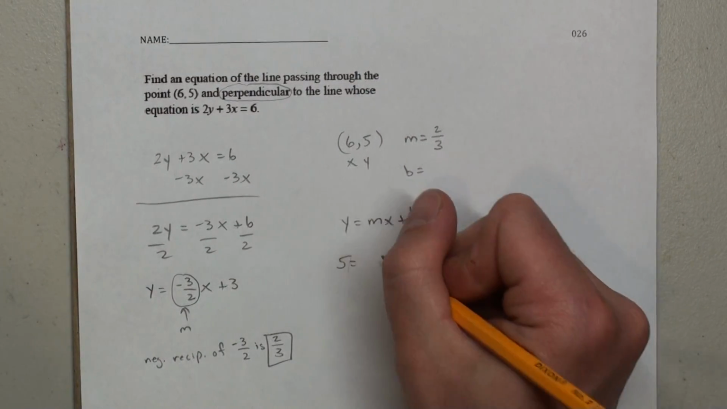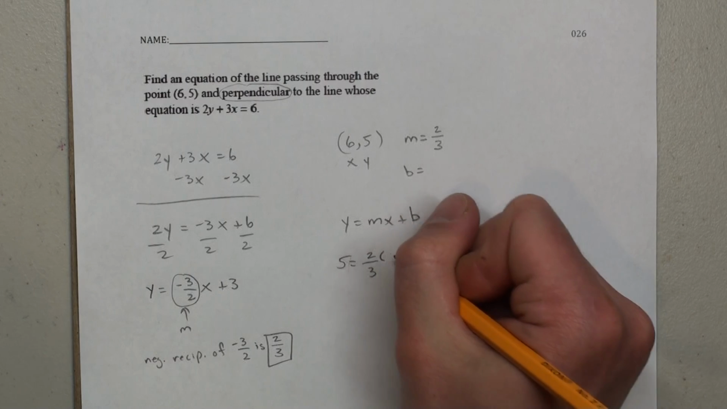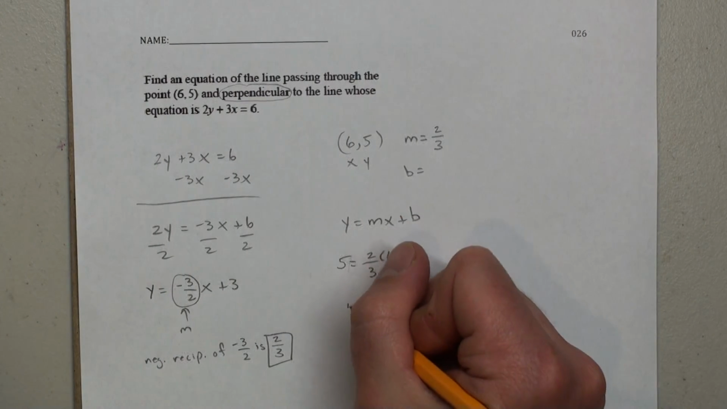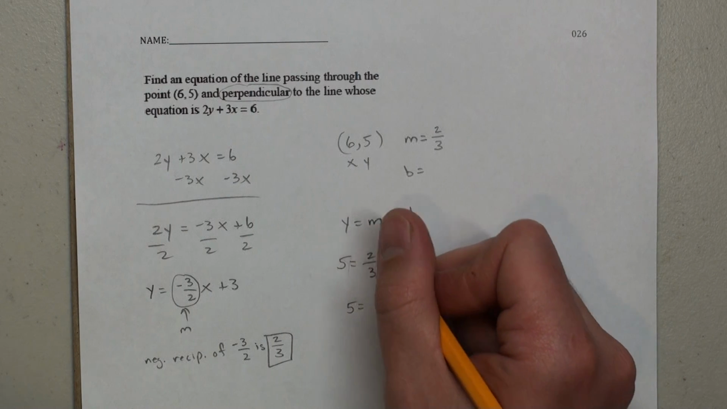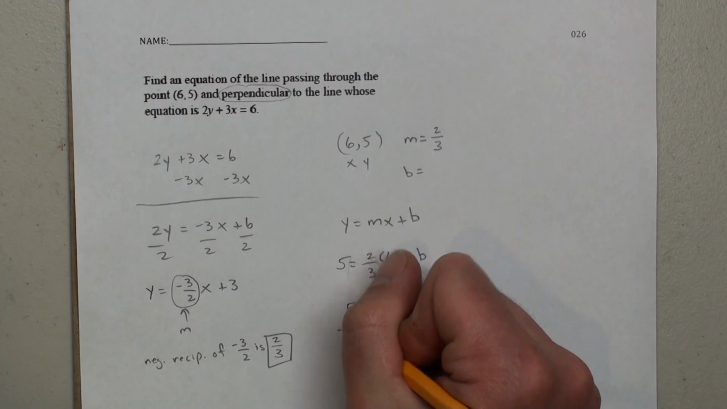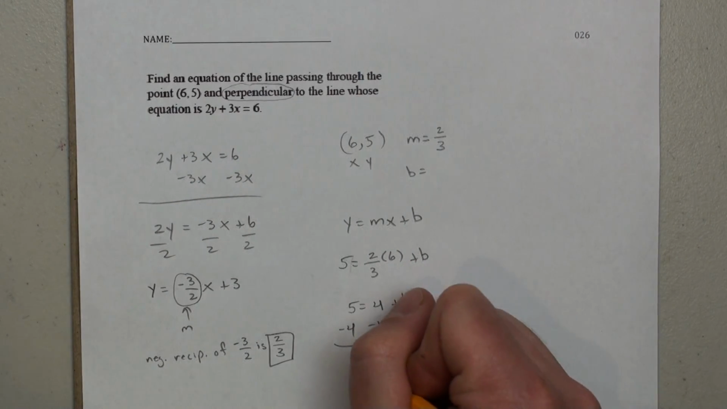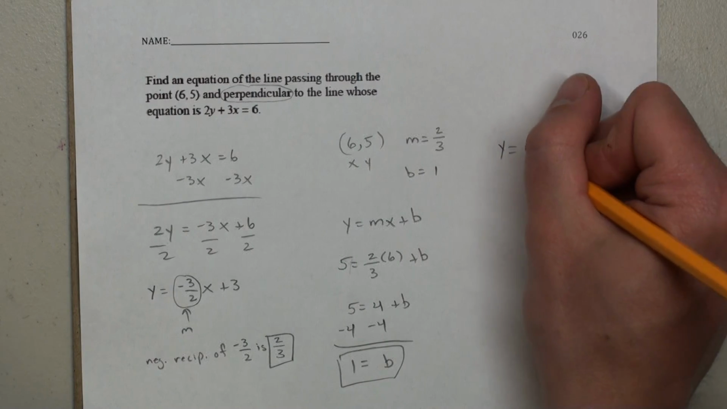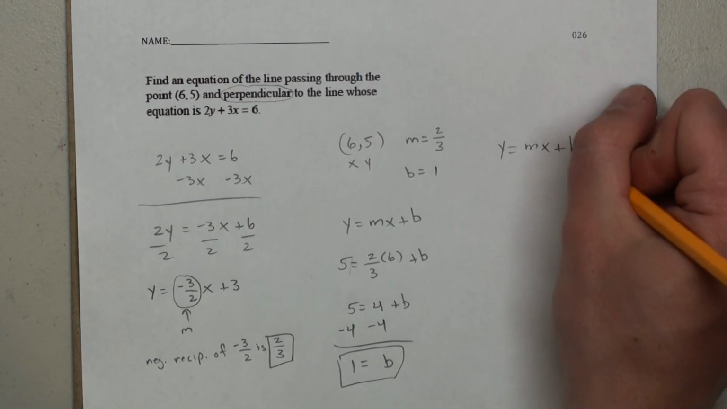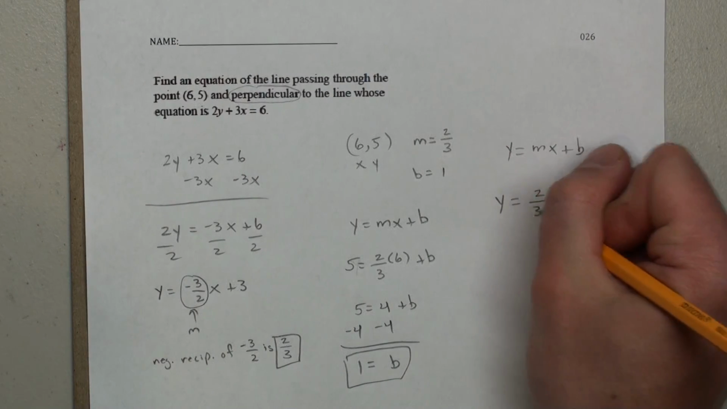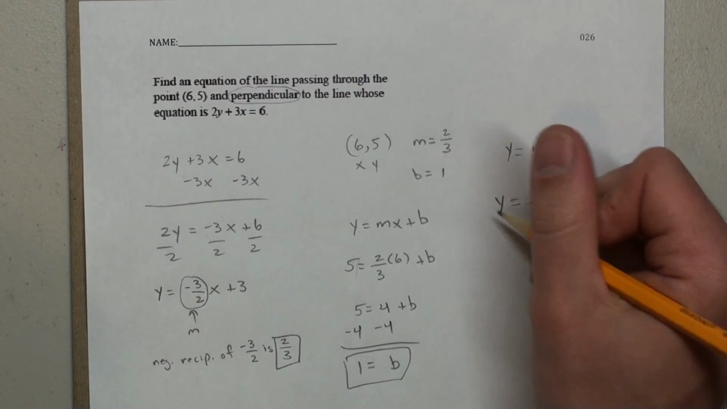5 equals 2/3 times x is 6 plus b. 5 equals 12 over 3 is 4 plus b. Subtract 4. b equals 1. Now I can write the equation of my perpendicular line. 2/3 x plus 1.